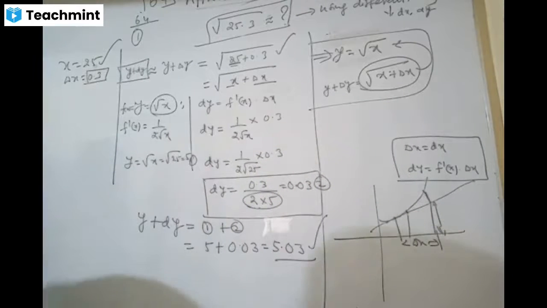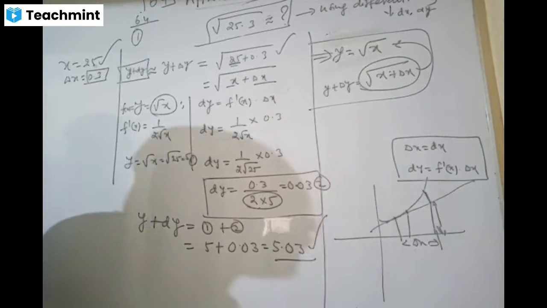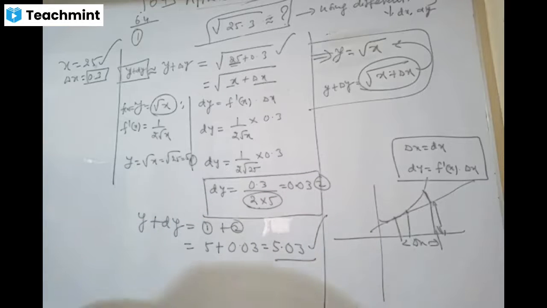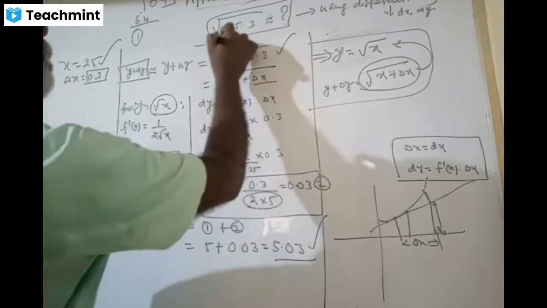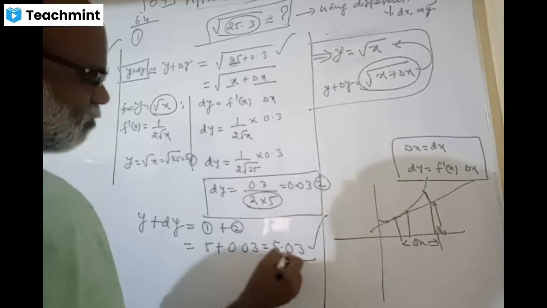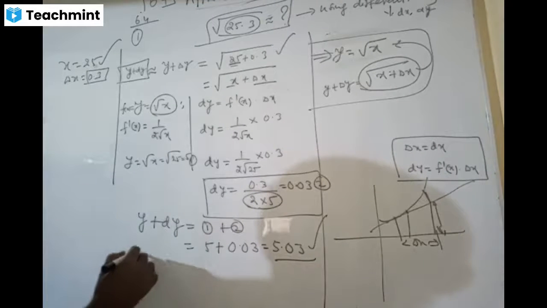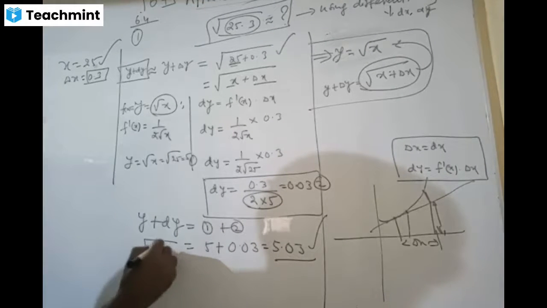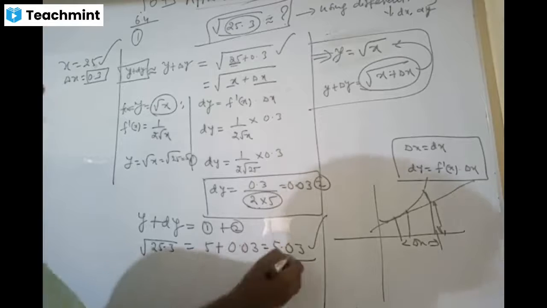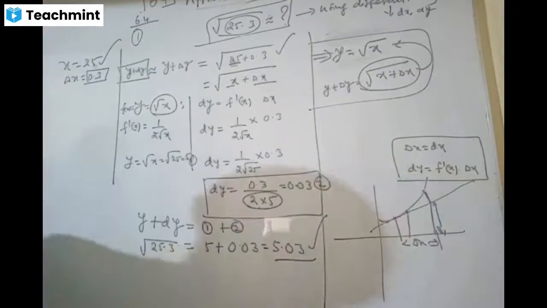So this is one question, one model. We will do one more model. So the answer is what? 25.3. The square root is 5.03. That's it. That means root of 25.3 is 5.03.